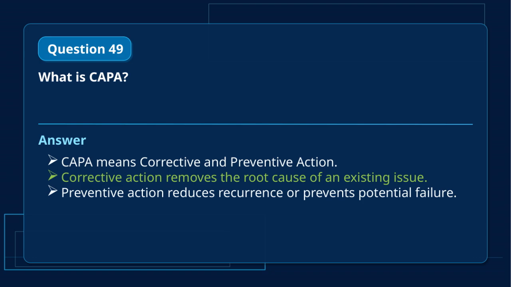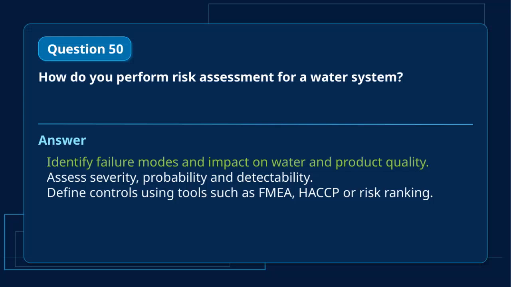Together, CAPA helps organizations maintain quality and improve processes by addressing both current issues and future risks proactively. When performing a risk assessment for a water system, the first step is to identify potential failure modes and understand how they could affect both water quality and the quality of the product.